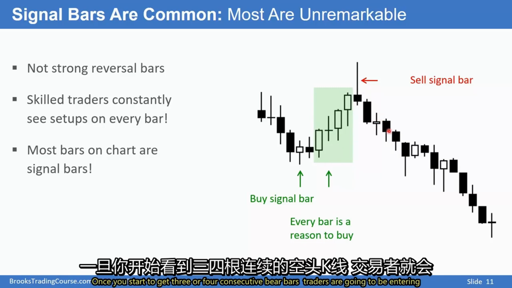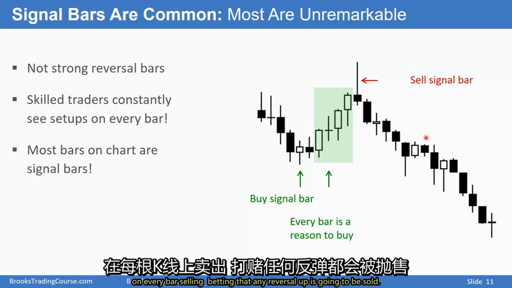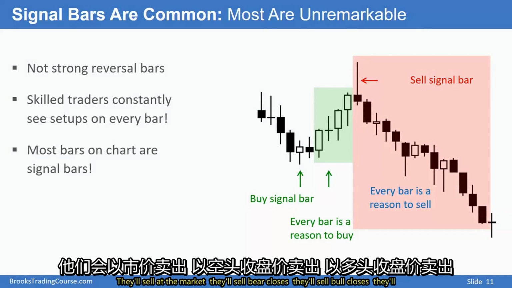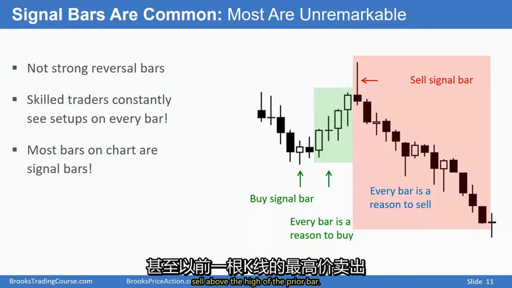Once you start to get 3 or 4 consecutive bear bars, traders are going to be entering on every bar, selling, betting that any reversal up is going to be sold. Every bar is signaling lower prices, and traders will sell during every bar. They'll sell at the market. They'll sell bear closes. They'll sell bull closes. They'll sell above the high of the prior bar.